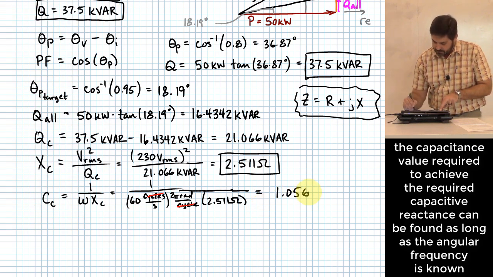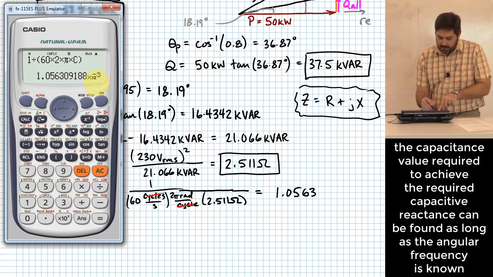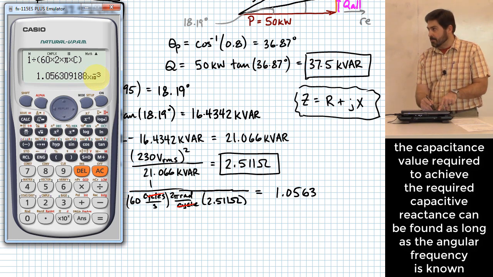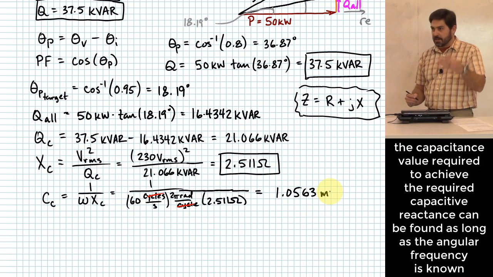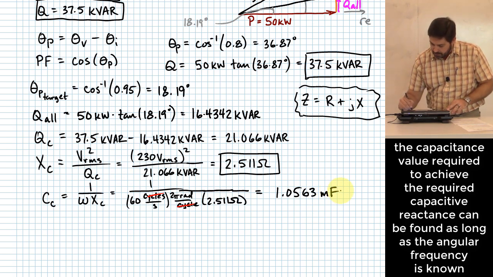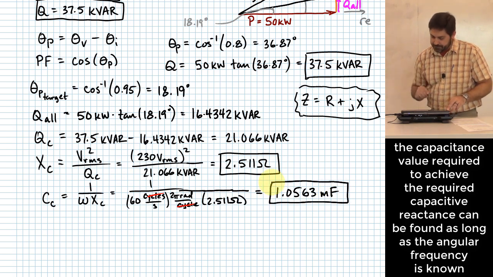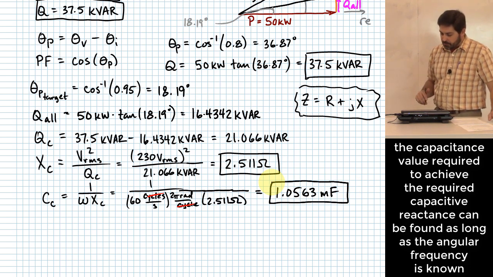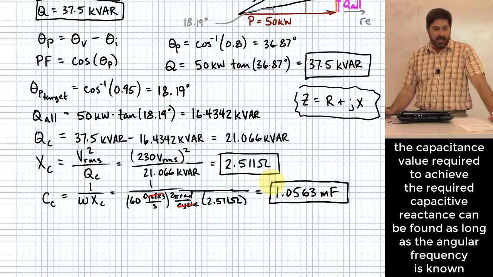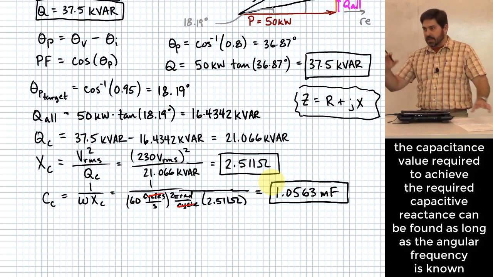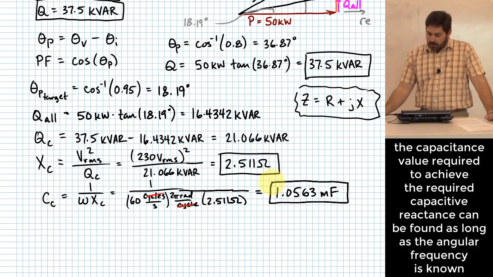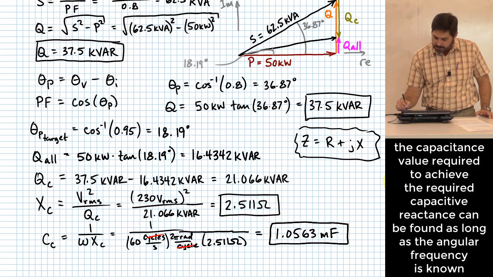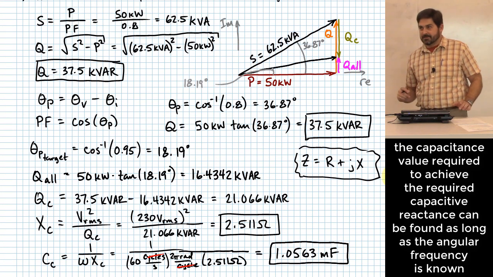1.0563. Originally it said times 10 to the minus 3. What's another way to do that same thing? The prefix milli is times 10 to the negative 3, right? So millifarads. So you need a 1.0563 millifarad capacitor in parallel with your load to get your power factor up to that 0.95 value. All right. Questions about that? You ready for part B?